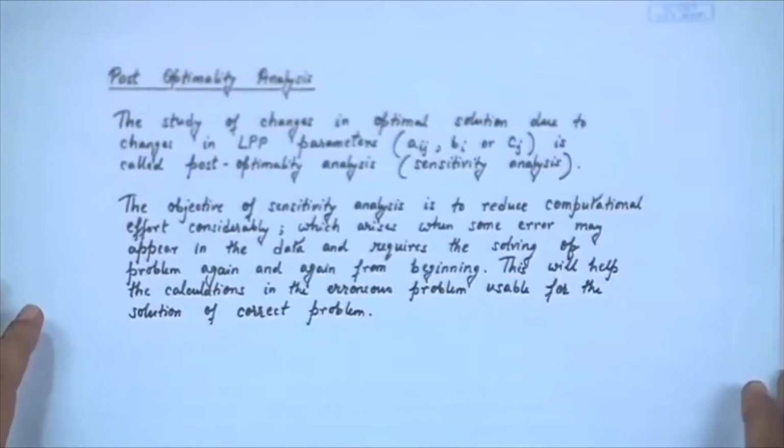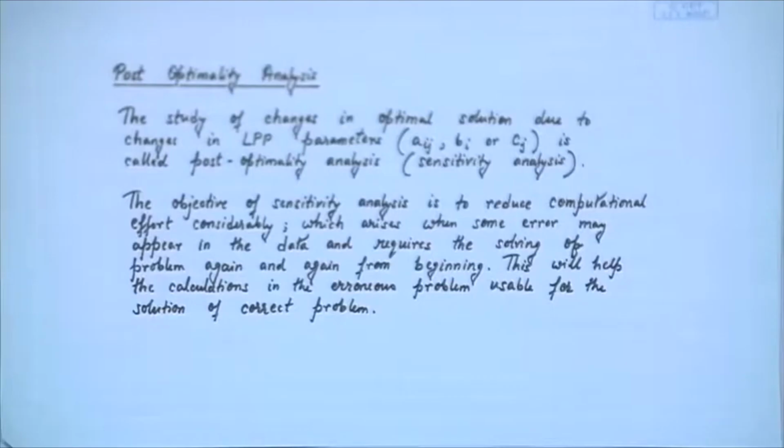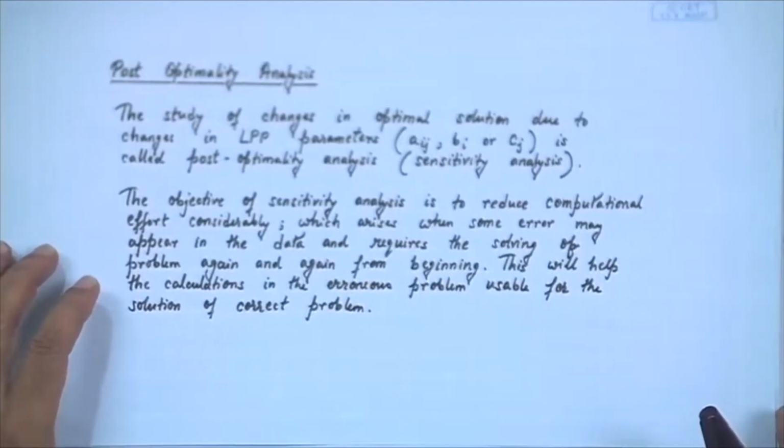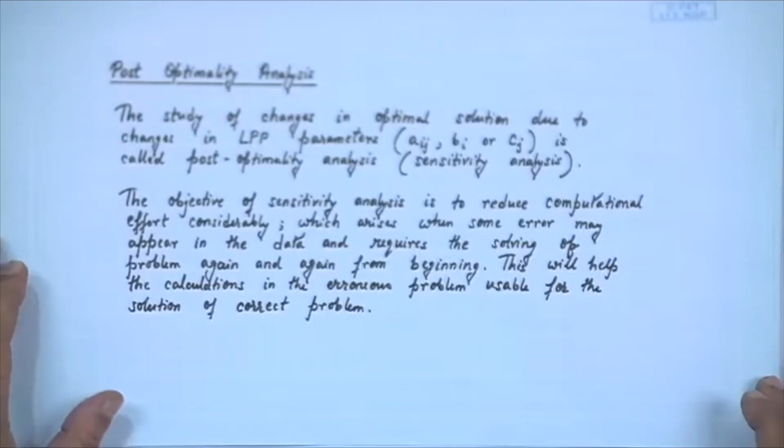In this class, we are going to study the post optimality analysis, or sometimes we call it the sensitivity analysis also. Post optimality analysis is the study of changes in optimal solution due to changes in LPP parameters. The parameters mostly are Aij, Bi or Cj. So, basically we want to see the effect on the optimal solution whenever we are making changes in different parameters, mostly the parameter in the objective function, that is Cj, the coefficient matrix, that is Aij, and also the resource, that is Bi.